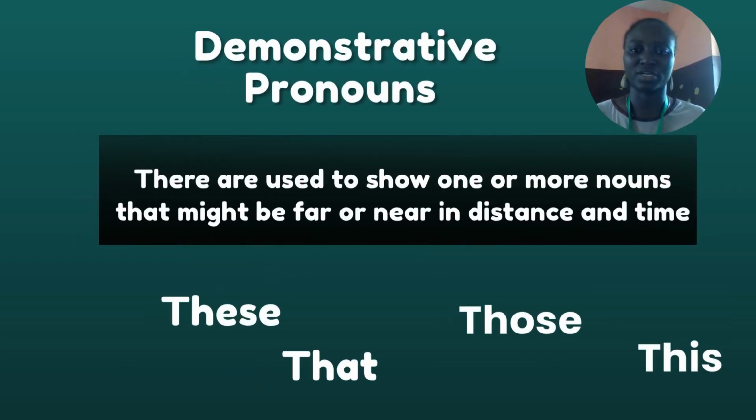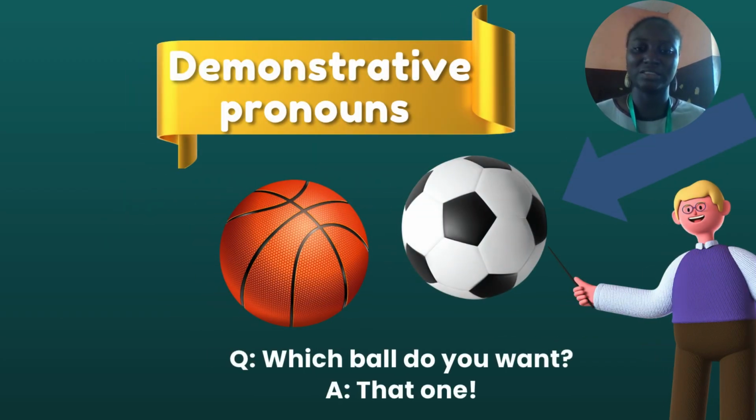Number two, demonstrative pronouns. These are used to show one or more nouns that might be far or near in distance and time. Examples are this, that, those, these. Now let's use an example of a demonstrative pronoun in a sentence. Which ball do you want? That's one.